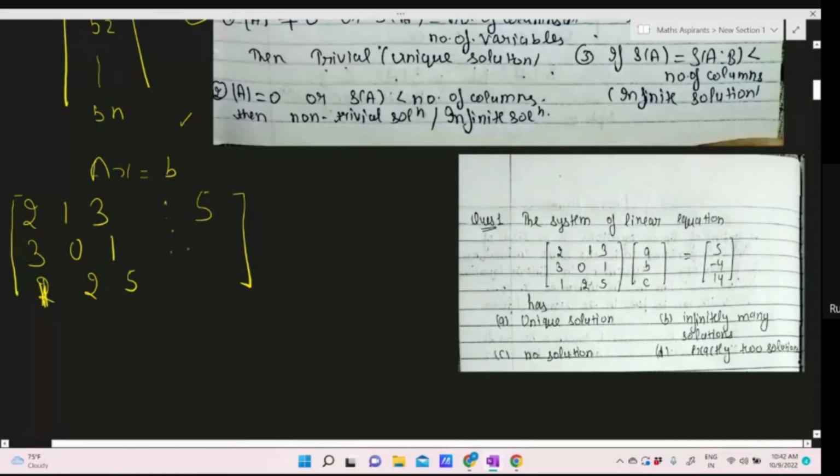The first one is the system with coefficient matrix 2 1 3, 3 0 1, 1 2 5, and A, B, C is equals to 5, 4, 2... which can be written as AX is equals to B. Firstly, we will write the augmented matrix of this system: 2, 1, 3, 3, 0, 1, 1, 2, 5, with right-hand side 5, minus 4 and 14. Now, firstly, we will interchange row 1 with row 3. We get 1, 2, 5, 2, 1, 3.